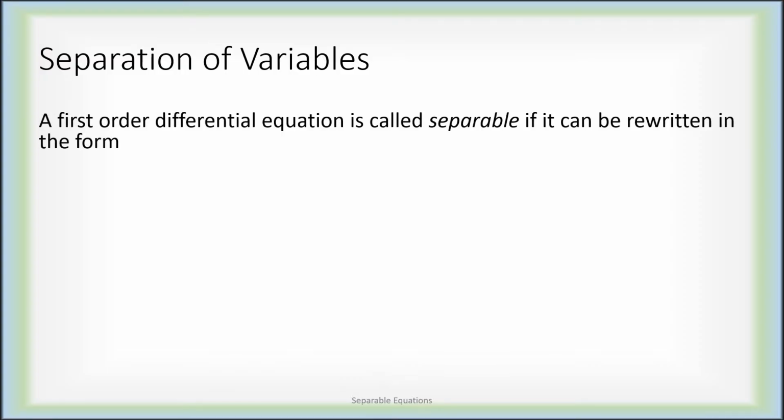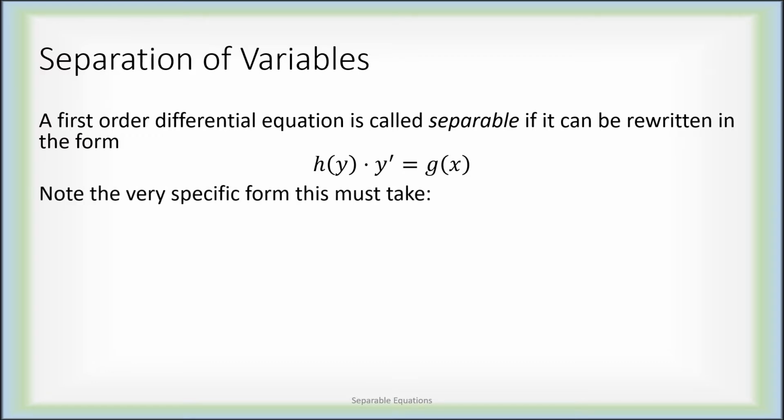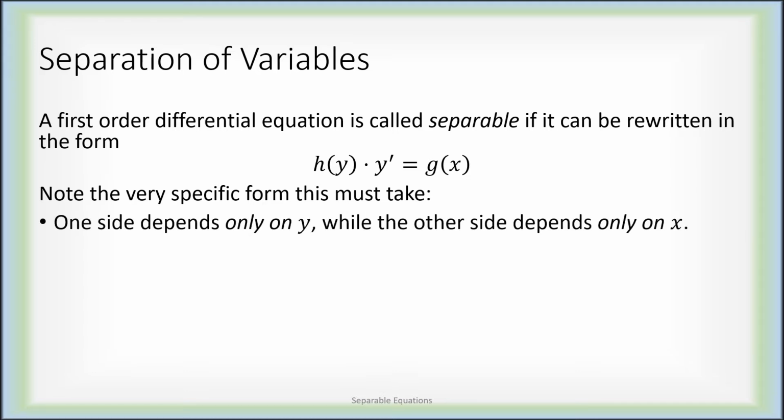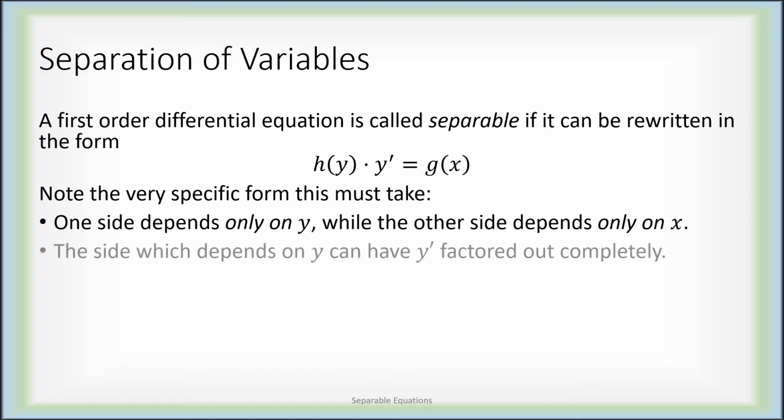Well, a first-order differential equation is called separable if it can be rewritten in the following way: a function of y times y prime is equal to a function of x. Now, this is a very specific form for a differential equation to take. On one side, you have only the variable y, but not the variable x. Well, on the other, you have only the variable x and not the variable y.